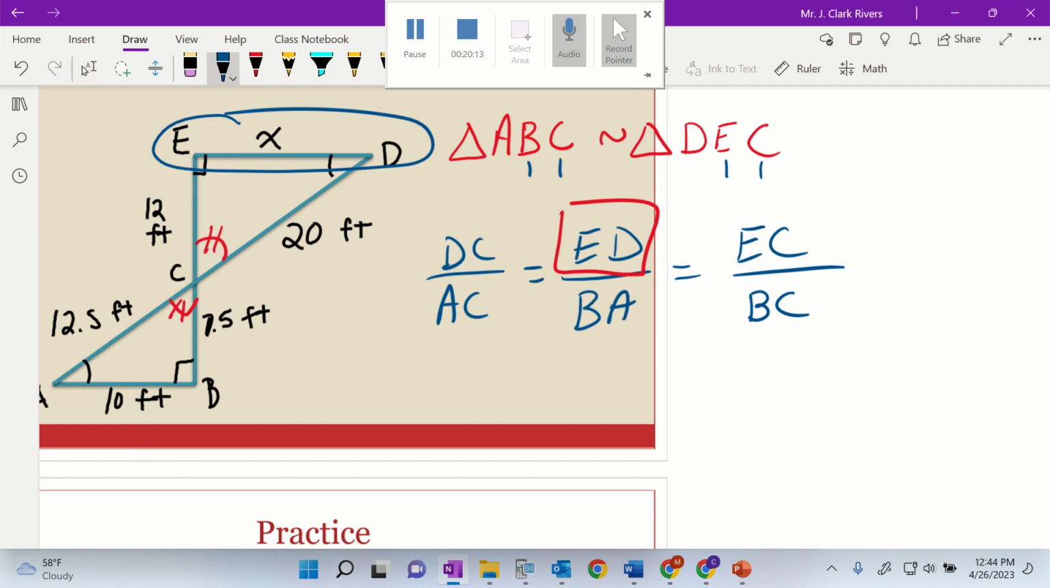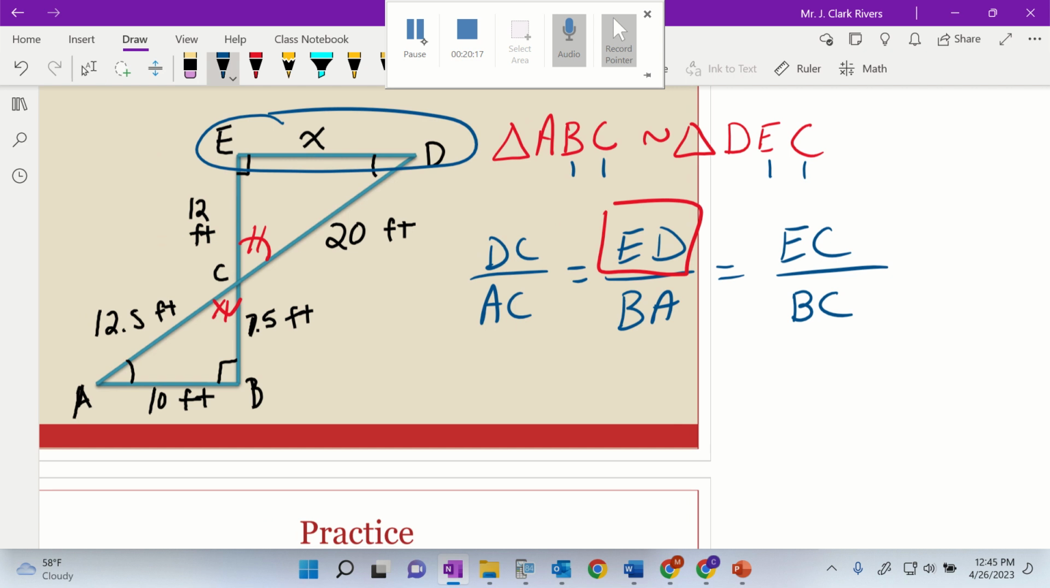Okay. DC over AC. DC, let's plug in now. DC is 20. All right. So again, DC over AC. DC is 20. AC is equal to 12.5. And that is equal to ED over BA. ED is X. BA is equal to 10.